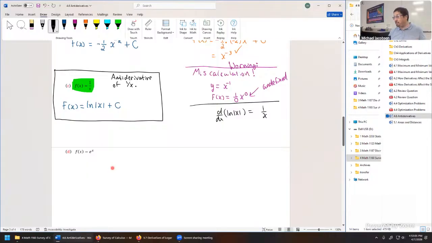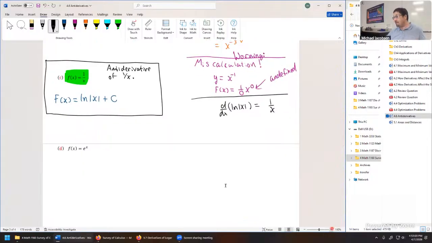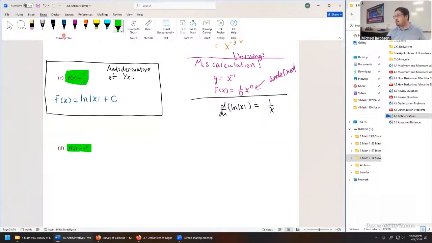Well, we need a new antiderivative for the next case, part D. If f of x is e to the x, anyone see what the antiderivative, uppercase F of x, should be? Yeah, good call. The antiderivative of this, just as said in class, is automatically e to the x. Good call, add the arbitrary constant c to make it the most generic antiderivative possible.